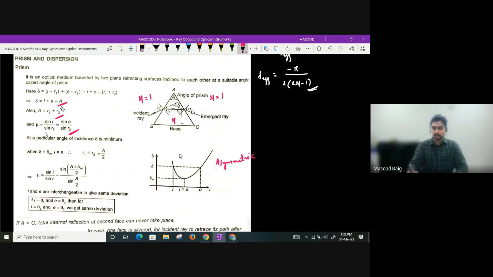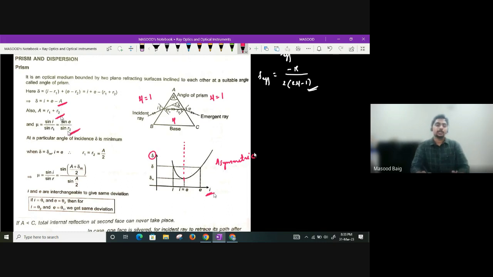Is there any symmetry? If I just take this particular angle, left side and right side, do they have the same graphs? Left side and right side, does it have the same graph, guys? No. So the variation of angle of deviation and angle of incidence will be an asymmetric graph. It will not be a symmetric graph, guys. So deviation in general will be given as i plus e minus A. A value can be given as r1 plus r2. Refractive index value can be given as sin i by sin r1 or sin e by sin r2.